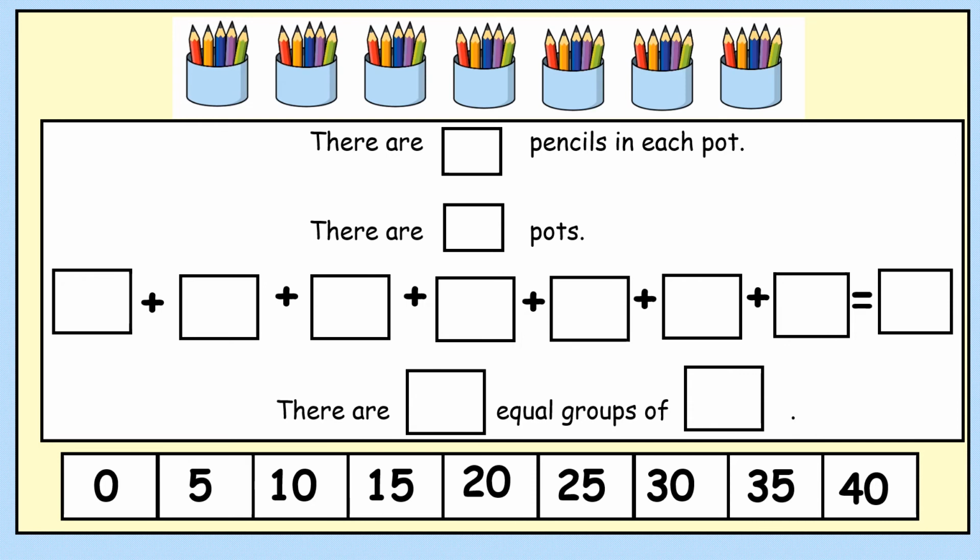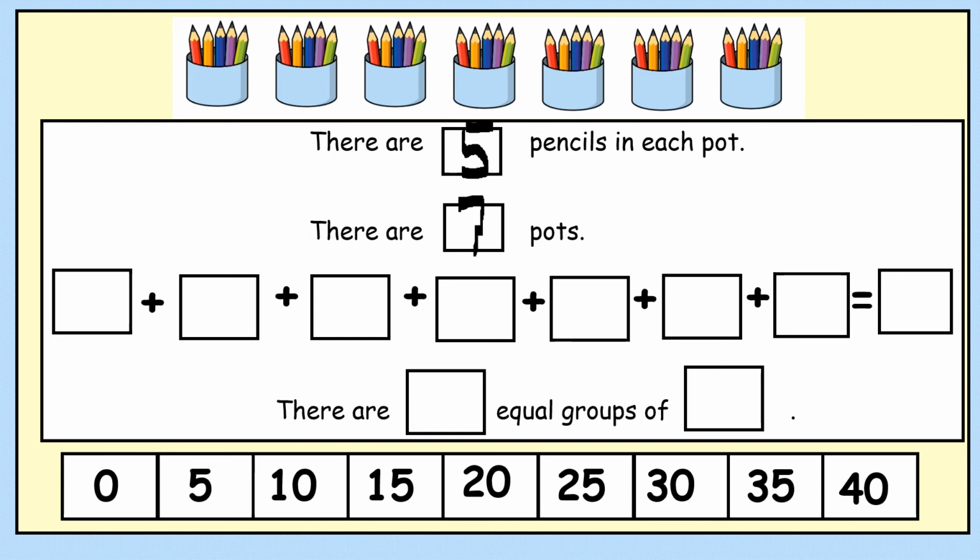Okay, have a go at doing this one on your own. There are something pencils in each pot. There are something pots, and then write the number sentence. There are how many pencils in each pot? I'm not going to count, I'm going to sabotage. I can see a 3 and a 2, so I know that's 5. Well done. There are 5 pencils in each pot. There are how many pots? Well done. There's 1, 2, 3, 4, 5, 6, 7 pots.